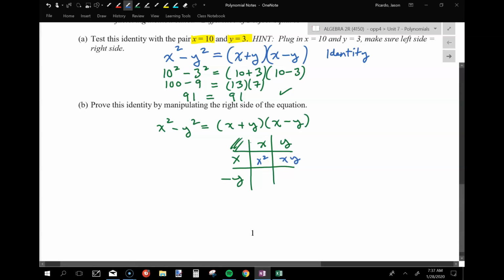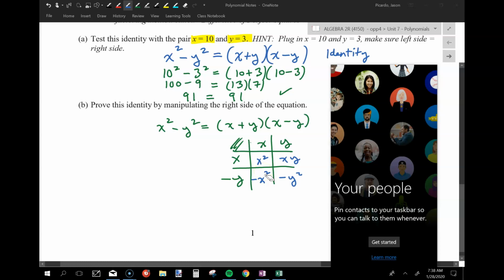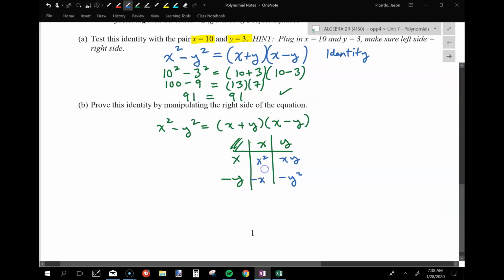What's x times negative y? Negative xy. And what's negative y times y? Negative y squared. Ooh, I wrote the wrong thing. Hang on. What's supposed to go here? Negative x what? Negative xy.